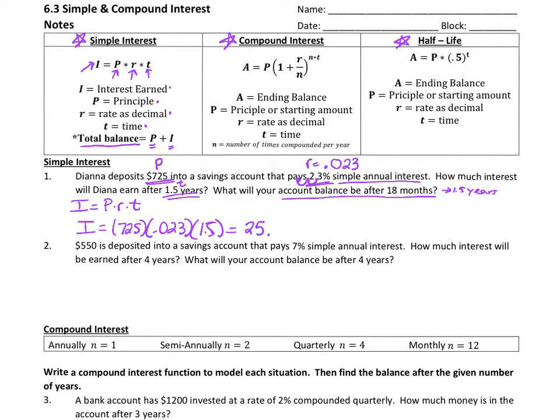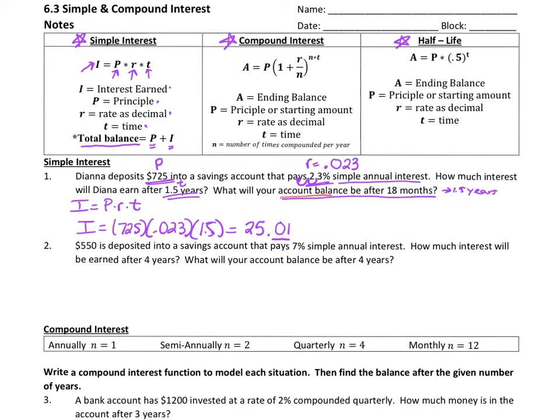So the interest she'll earn on the account is $25 and, well, we're going to round. So on my calculator it says 0.0125, but money only has 2 decimal places, and since this number is less than 5, it's just going to be 25 and 1 cent. So that's the interest, so that's the answer to the first question.